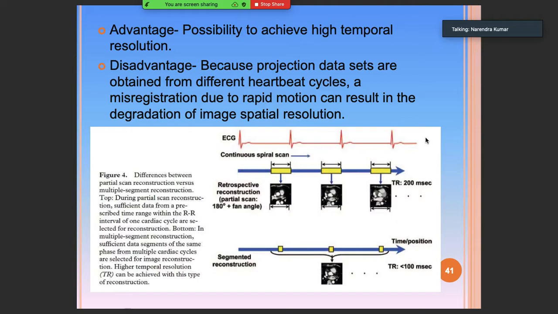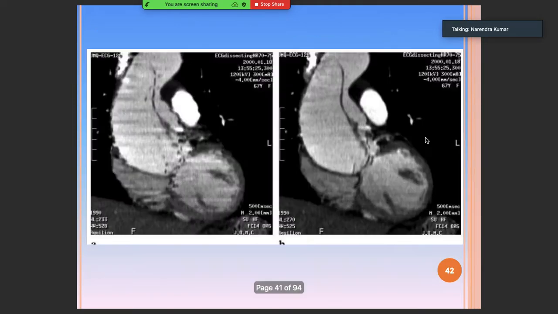Problems like, because you're trying to get the data, for example, from different heartbeats, sometimes a misregistration can also happen, due to which the image spatial resolution will be really bad.